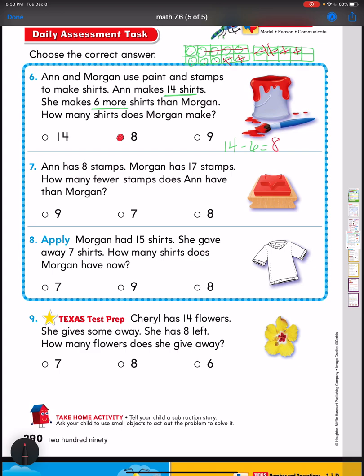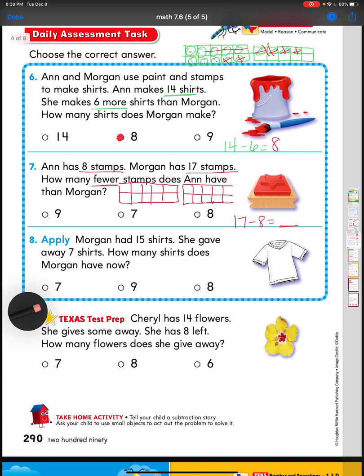All right. Anne has 8 stamps. Morgan has 17 stamps. How many fewer stamps does Anne have than Morgan? So we're comparing. So we would do 17 minus 8, and we would find the difference between the two. And let's see. We're going to squeeze in some 10 frames right here. We'll draw out the 17 stamps, and we'll take away 1, 2, 3, 4, the 8. I'm just being kind of crazy with these 10 frames today.